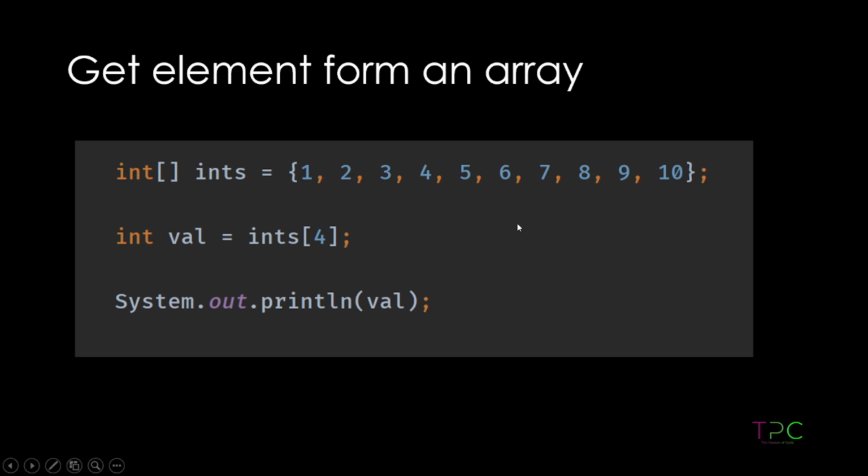I've prepared an array here, and to get an element from that array, we need to provide the name of that array and, in square brackets, an index of a certain value. And we can simply store it in a variable and then print it out, and that's all. Okay, so let's go to practice.